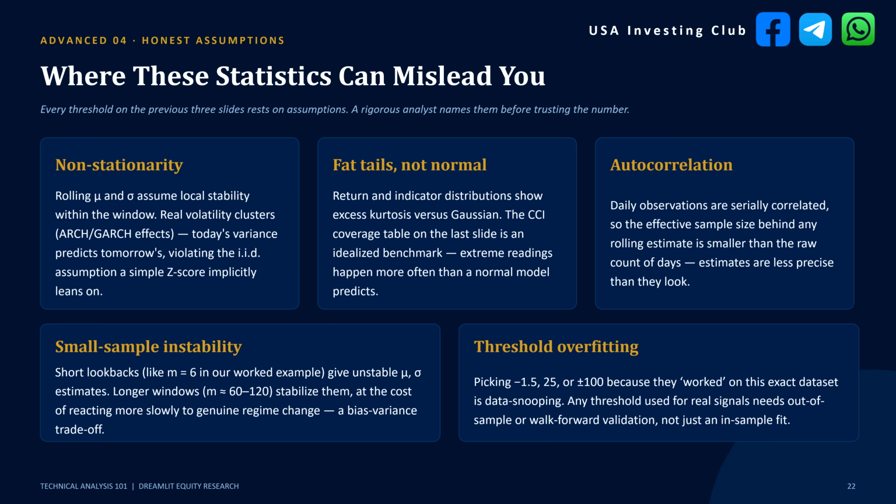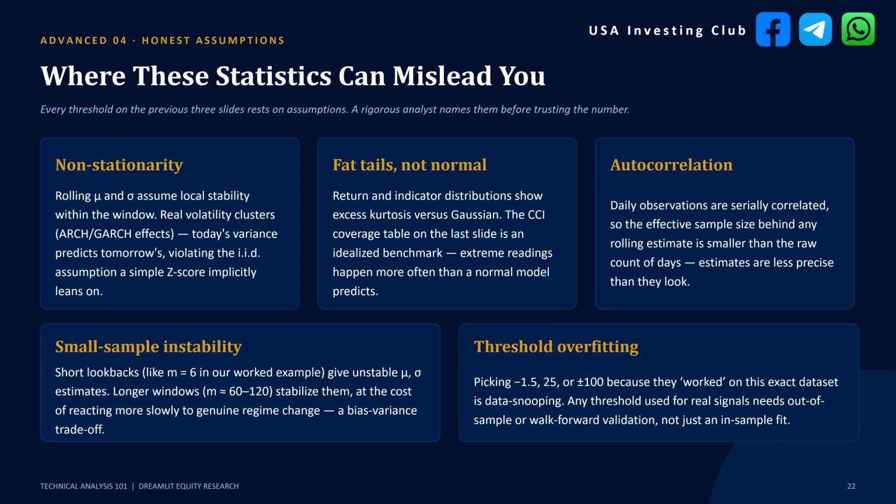Small sample instability. Short look backs, like the M equals 6 we used purely to illustrate the mechanics, give unstable mean and standard deviation estimates. Longer windows of roughly 60 to 120 sessions stabilize them, at the cost of reacting more slowly to a genuine regime change. A real bias variance trade-off, not a free lunch.